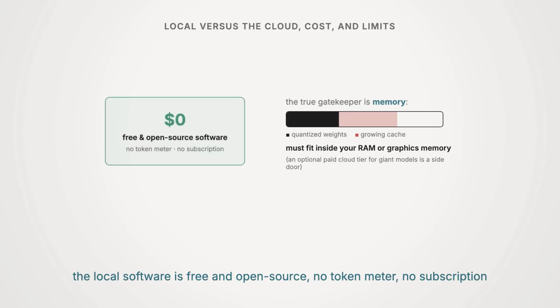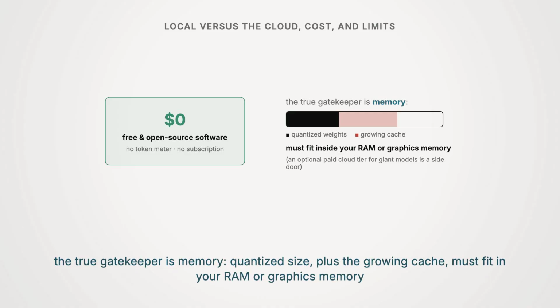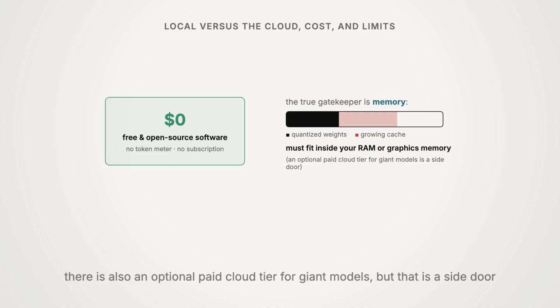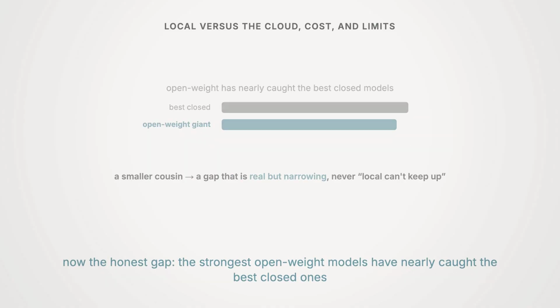The local software itself is free and open source. No token meter, no subscription. The only real price is the machine you already own and a little electricity, and the true gatekeeper is memory. Your model's quantized size, plus that growing context cache, has to fit inside your RAM or graphics memory. There is also, for honesty, an optional paid cloud tier for giant models you cannot fit at home, but that is a side door.